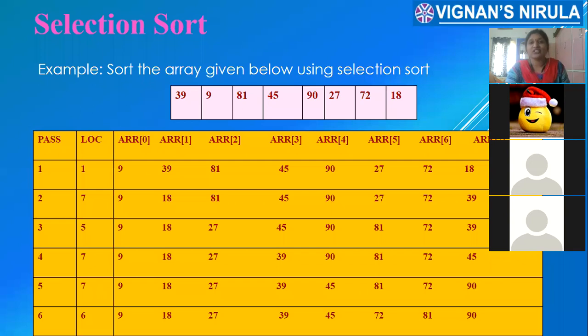Did you understand how the selection sort is working? It's a simple principle. How is that swapping done? How is that procedure being done? Did you understand? Yes, ma'am.